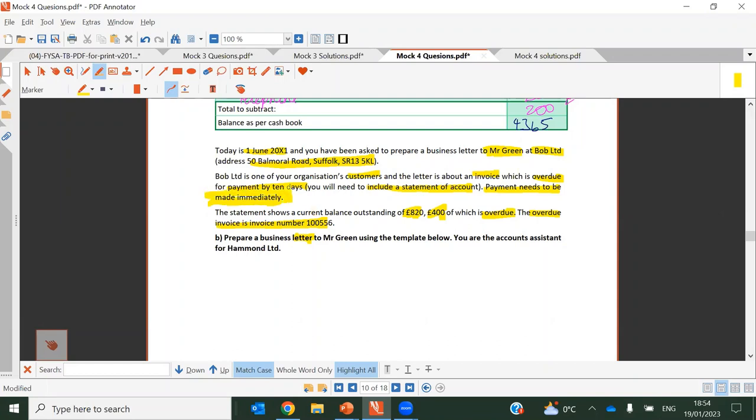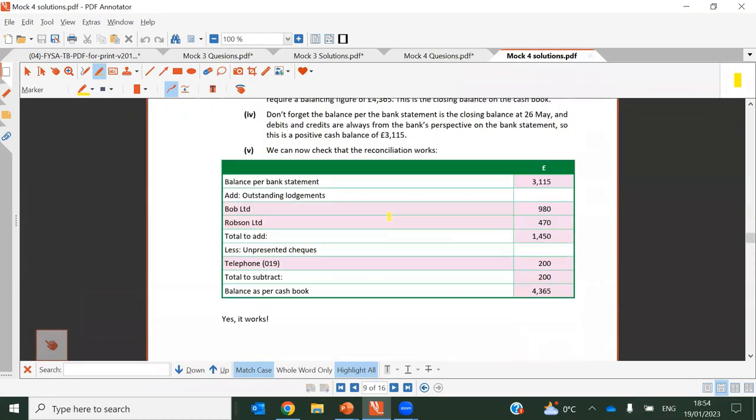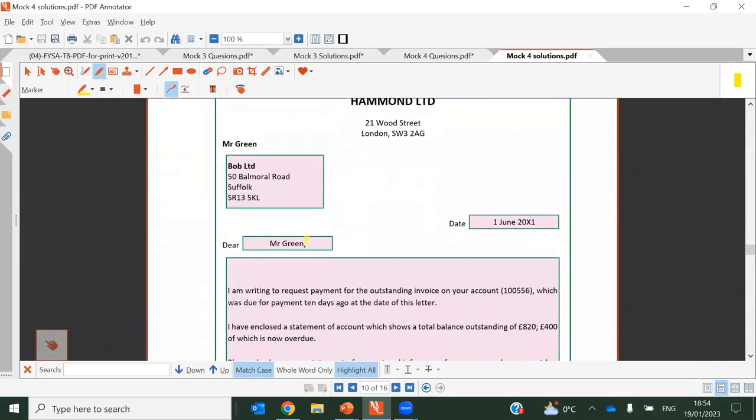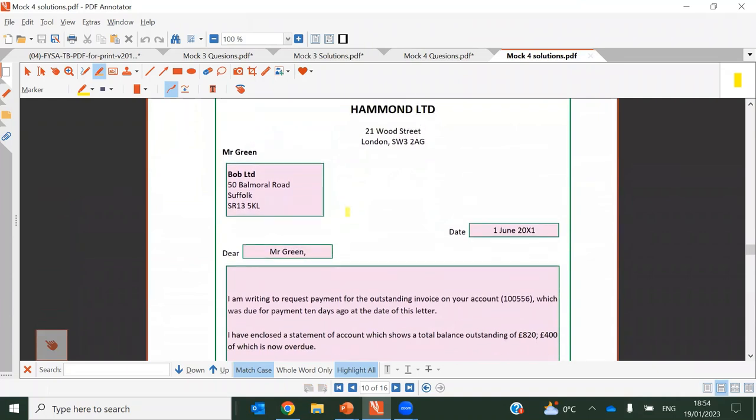Okay, so we'll keep a polite tone at this point. You probably noticed my handwriting is not the best on the screen, so I am actually just going to pop up the answer here to show you the kind of thing you can write. Now, it doesn't have to be exactly like this, but it needs to be professional. It needs to be precise. It needs to include the information you've been given in the question. I would say the tone needs to be not too aggressive at this point.